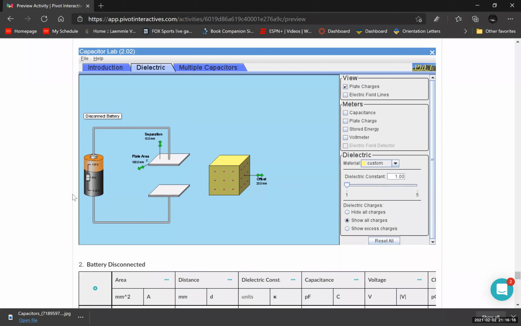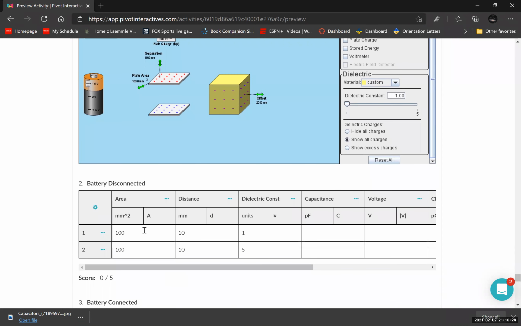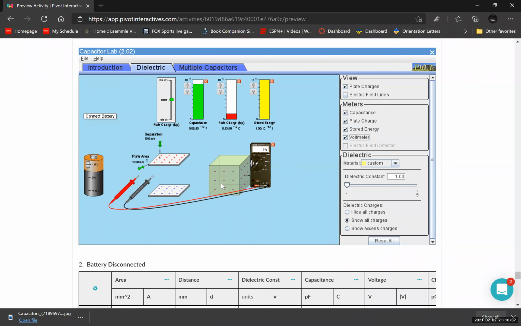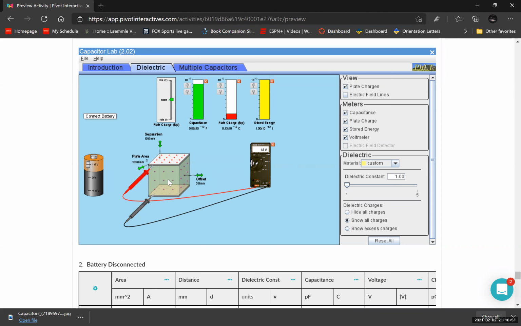So again, what we will do here is we charge it, disconnect, right? So that means that's what we're doing. You can see it's already pre-filled. So area 100, distance is 10 millimeter, dielectric 1. And then let's say we have that information, right? If I put the voltmeter here, I get 1.5. Remember, that's because the voltage of the capacitor is the same as the voltage of the battery. But then I insert this in between the plates and see what happens there.